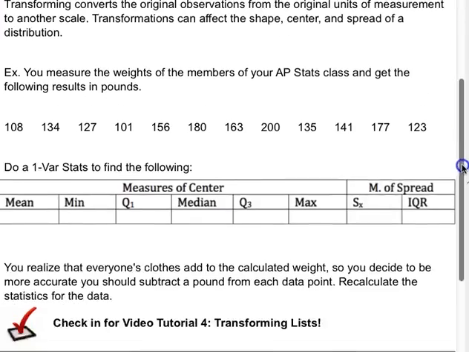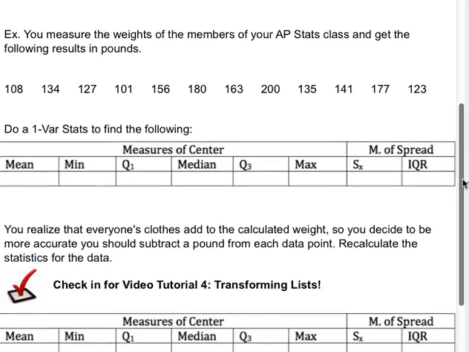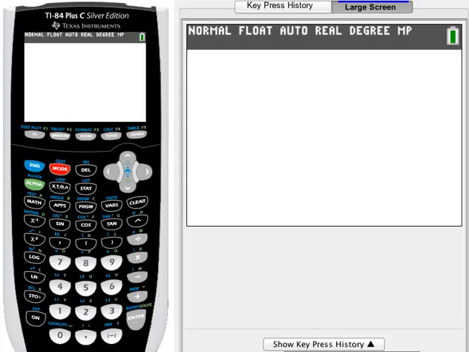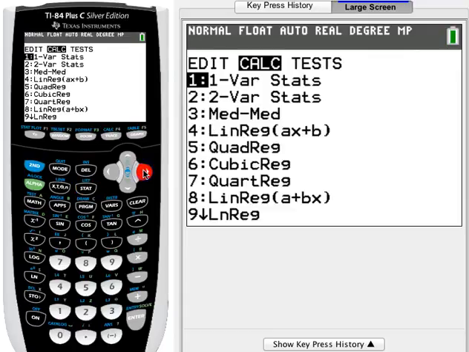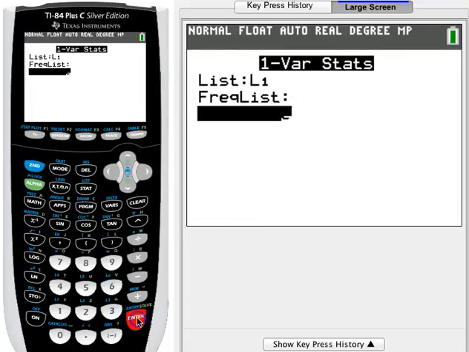So for example, you measure the weights of the members of your AP Stats class to get the following results in pounds. What we're looking for is to do one variable stats to find the measures of center and the measures of spread. In my calculator, I've already typed it in, but I want you to take a moment and type all the information into list 1 so you can do a one variable stat like me. If you need to pause for a second to do that, please feel free to do so. Otherwise, I am going to keep moving forward on my one variable stat.